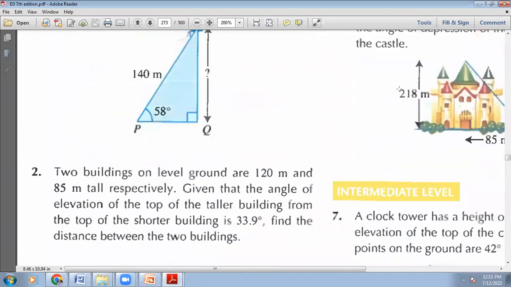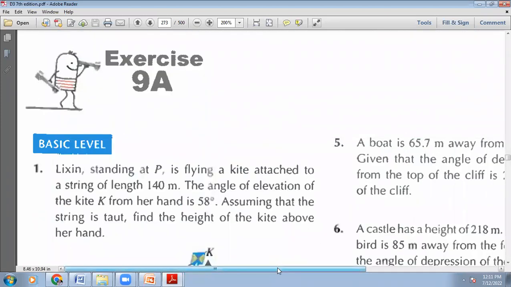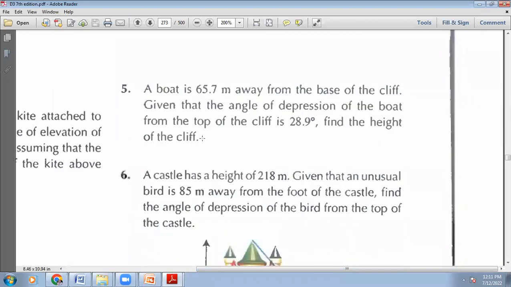Okay, so now we are going to the next question. The next question is question number 5. It says a boat is 65.7 meters away from the base of a cliff. Given that the angle of depression of the boat from the top of the cliff is 28.9 degrees, find the height of the cliff.